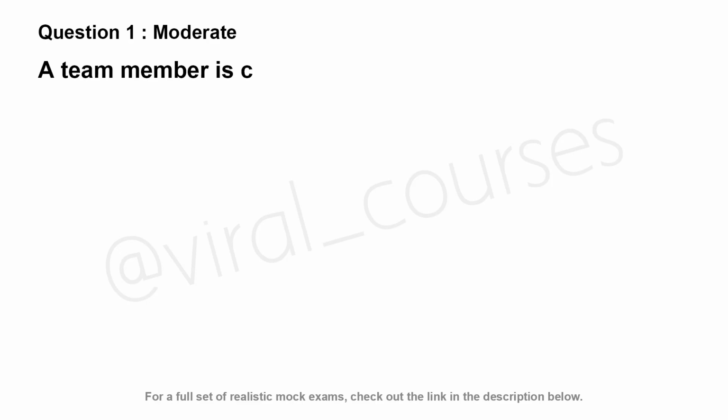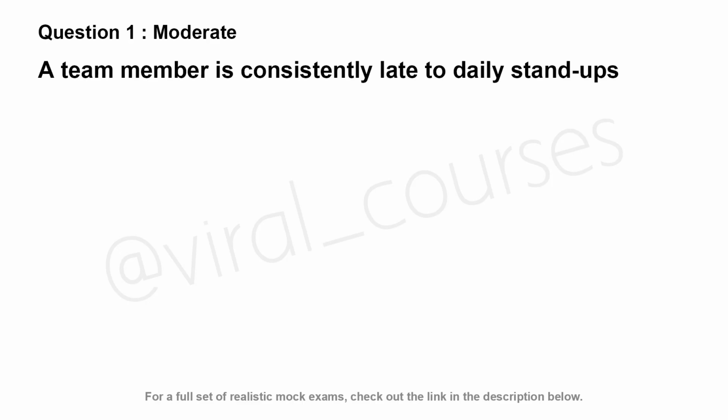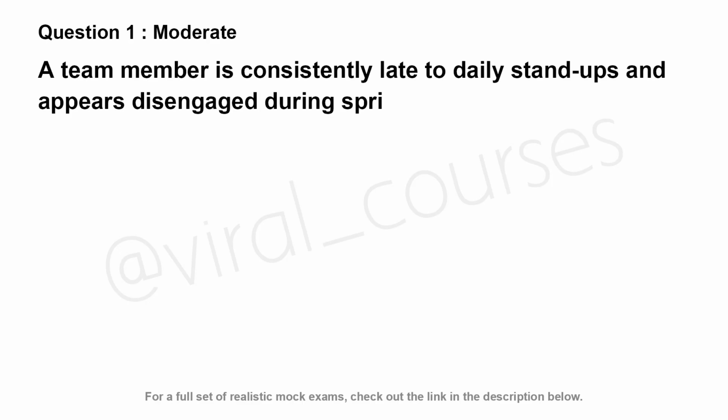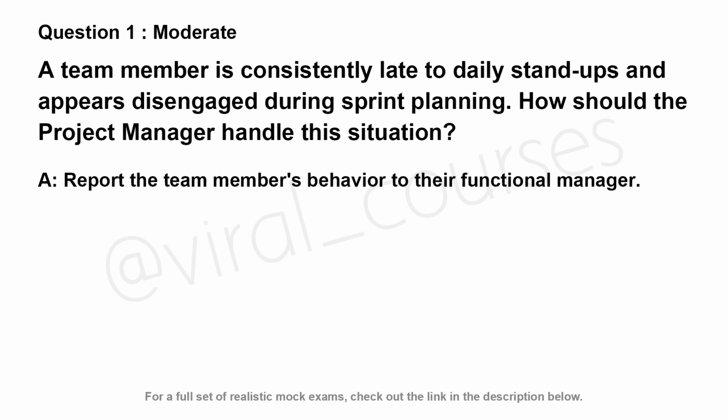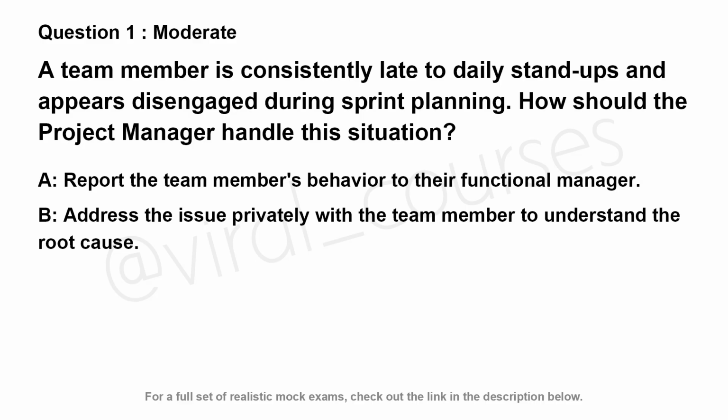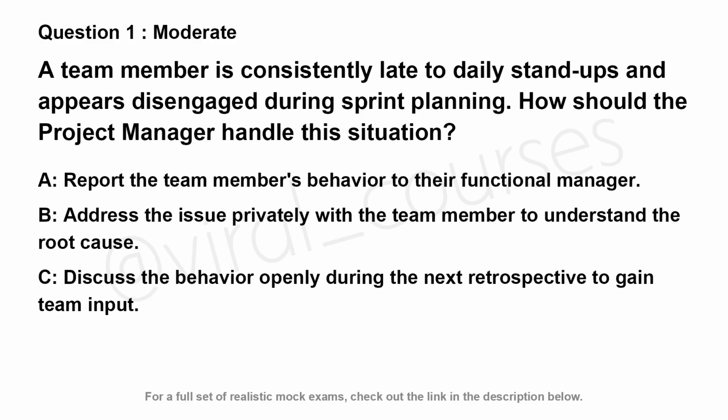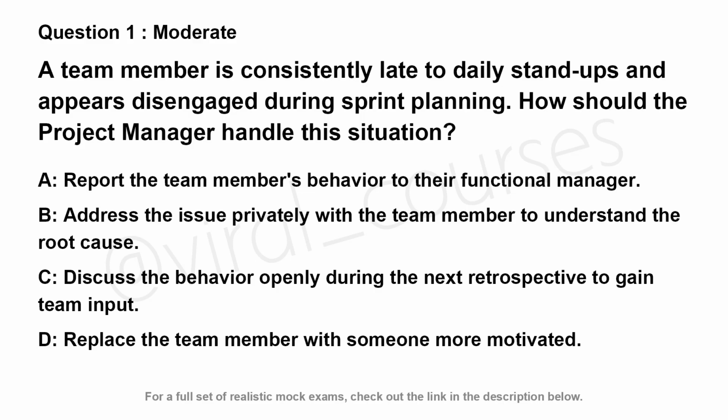A team member is consistently late to daily stand-ups and appears disengaged during sprint planning. How should the project manager handle this situation? Option A. Report the team member's behavior to their functional manager. Option B. Address the issue privately with the team member to understand the root cause. Option C. Discuss the behavior openly during the next retrospective to gain team input. Option D. Replace the team member with someone more motivated.